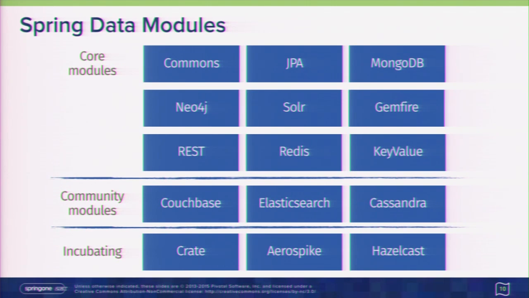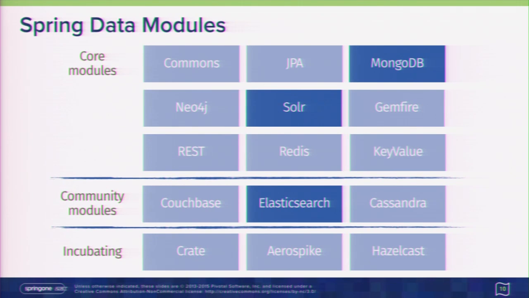And as I said, there are many community projects. Some are incubating currently. There's one for Crate, there's Aerospike. Those guys did a lot of work recently. And there's even one pull request open for Spring Data repository abstraction for Hazelcast, because that store also offers its own query language, so it's kind of a natural fit. But we're gonna have a look at those three.